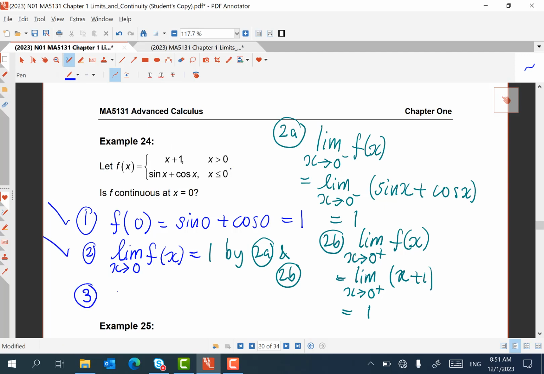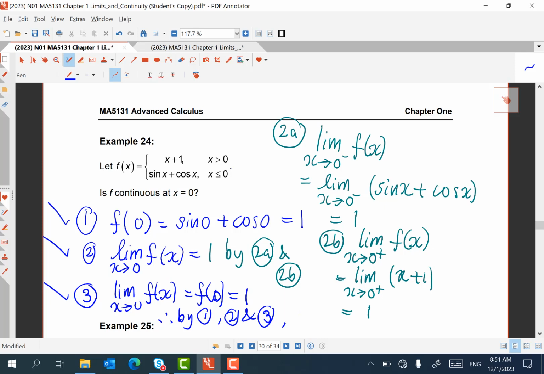This 2 is true. Step 3, right? You will see that the limit is indeed equal to f(0), equals 1. I was kidding, she was just testing you. So therefore by 1, 2, and 3, function f is continuous at x equals 0. If it fails 1 or 2, then you have to choose.